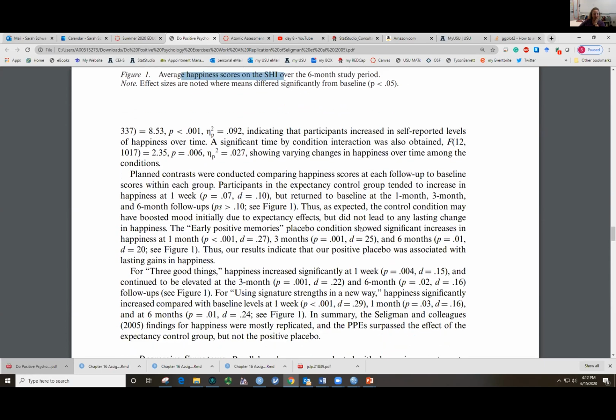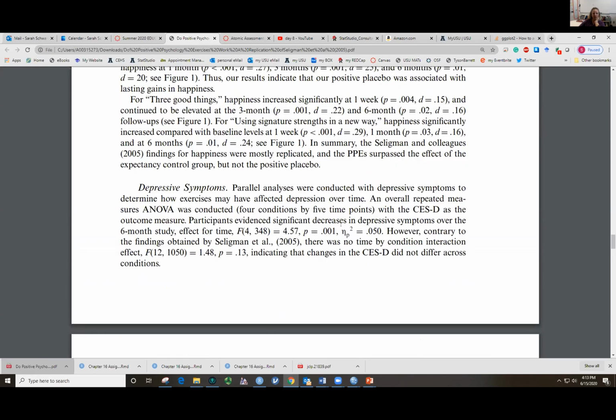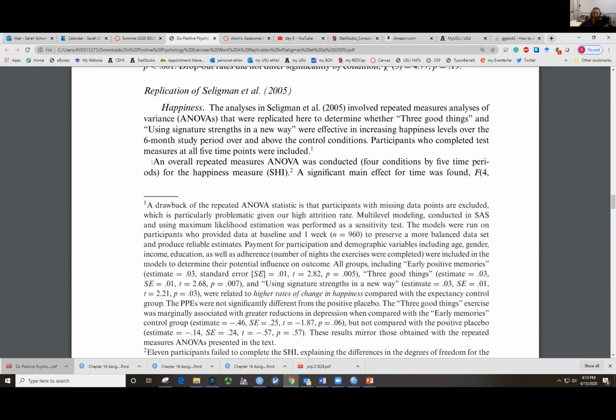Okay. So let's see if we can figure out what this means. Now that we know what we can do: an overall repeated measures ANOVA was conducted, four conditions by five time periods. Four conditions, everyone's in one group; five time points: baseline, one week, whatever the follow-ups were.